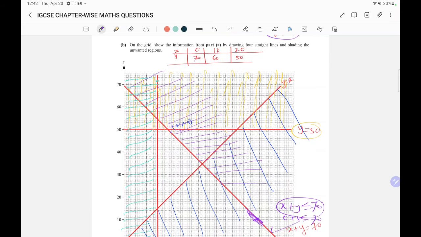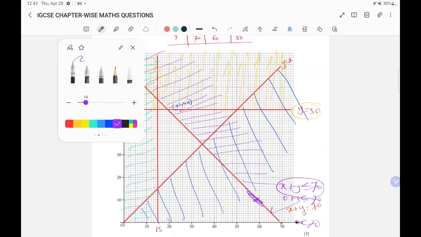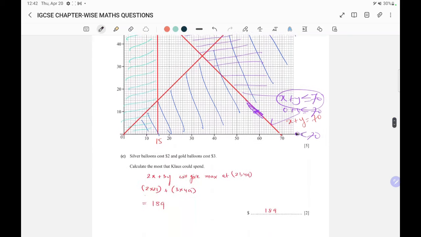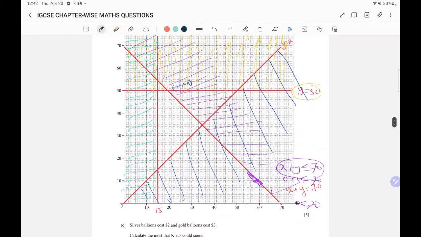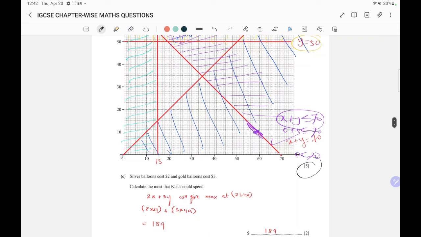Okay, like that. So guys, you can just check. We are left with this type of shape here, which you can check, right? This one. So this is my wanted region. Okay, now what's the question finally? First question was to shade. So we have shaded, we will get 5 marks.